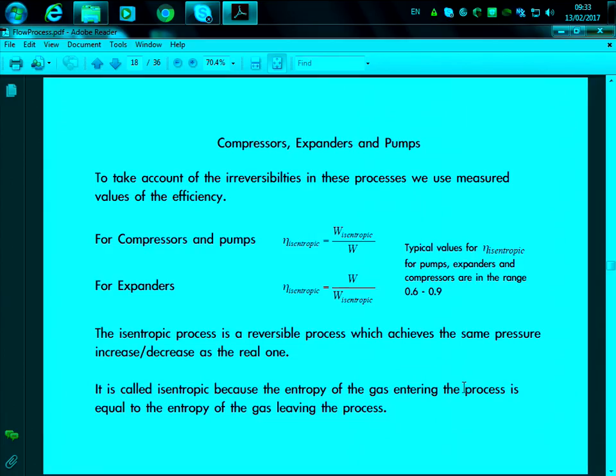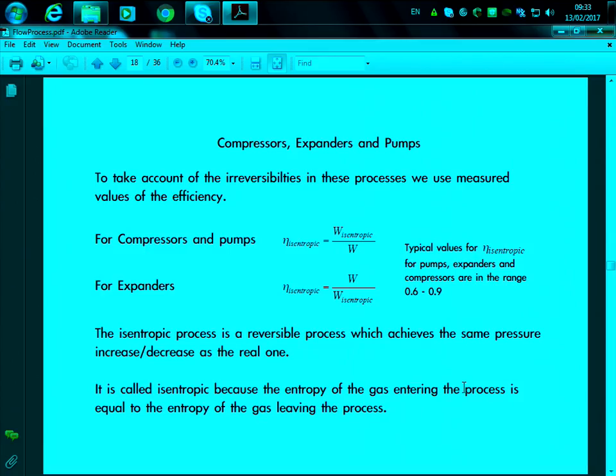Fine. So basically, here what we want is the real work, in this case, that we will produce in expanders, and for compressors is the work that we will need. But can you see why the equations change from one to the other? Is that clear or not?